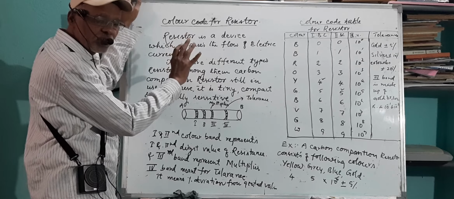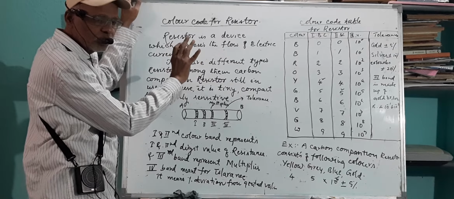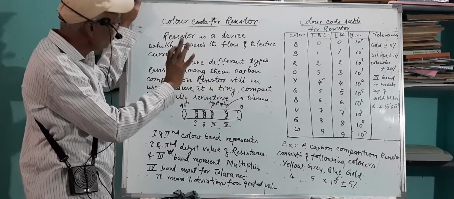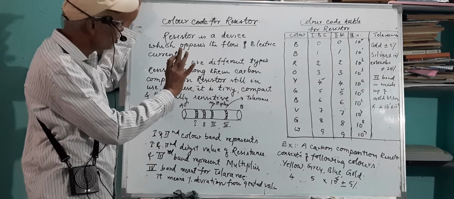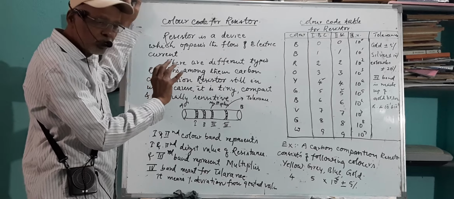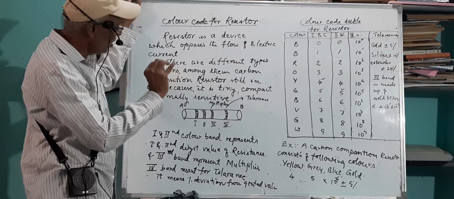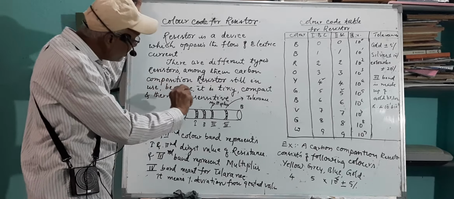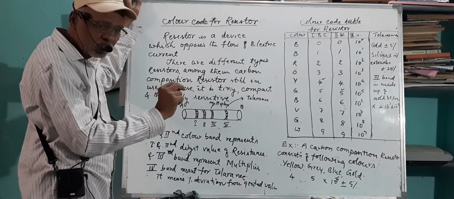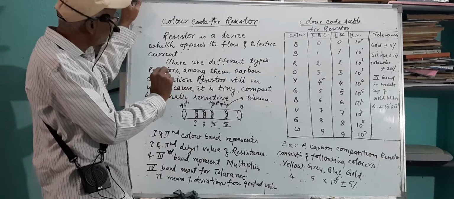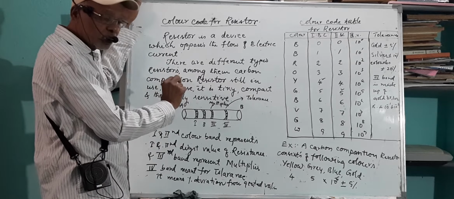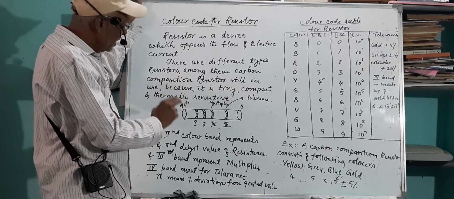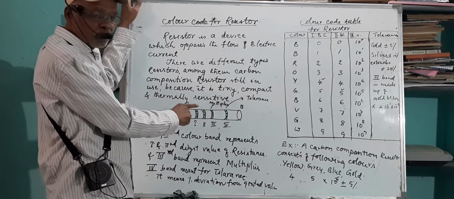As I said, so far we have discussed what a resistor is. A resistor is a device which opposes the flow of electric charge. There are four types of resistors. Among them, today we have chosen the carbon composition resistor. It is a tiny one, very compact and thermally sensitive. It is available in disc shape and rod shape. In different forms like this, the carbon composition resistor is available in the market. Because of these features, nowadays also they are using this carbon composition resistor.